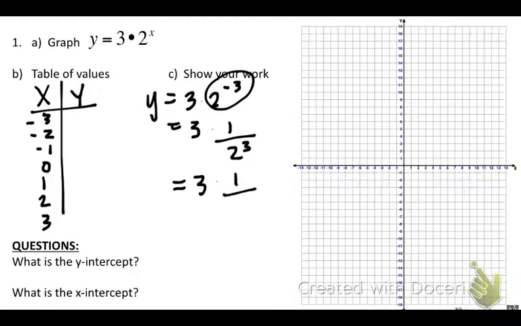3 times 1 over, what's 2 cubed? 2 times 2 times 2 is 8. And 3 times 1/8, multiplying across the top is 3. And if you need to put in the invisible 1, you can, you don't have to. Across the bottom, 1 times 8 is 8. 3/8.